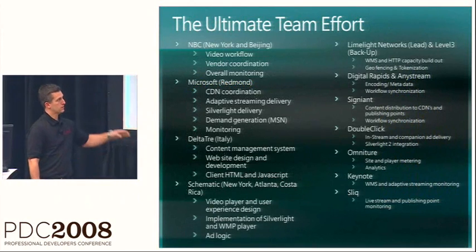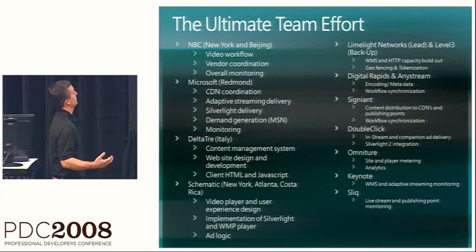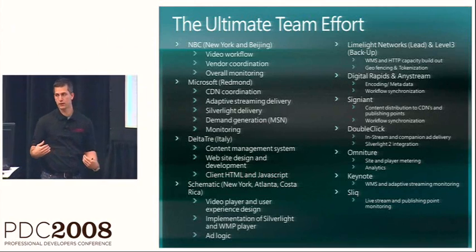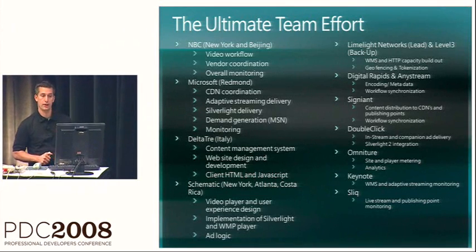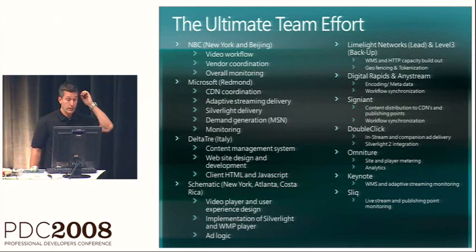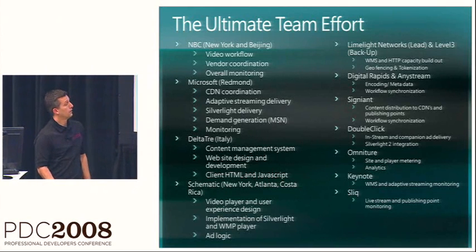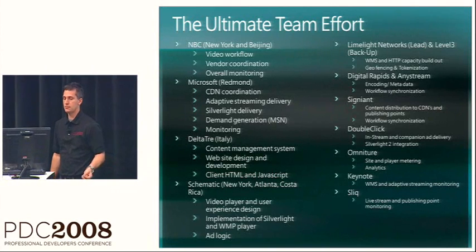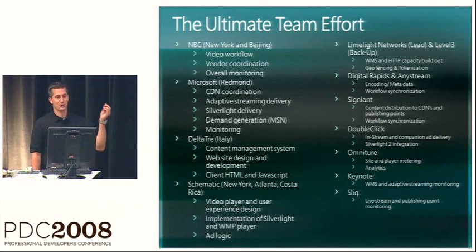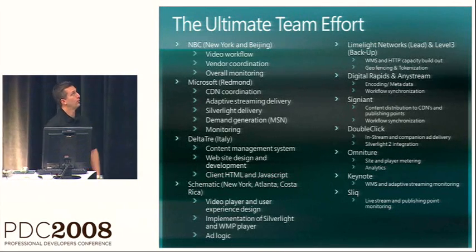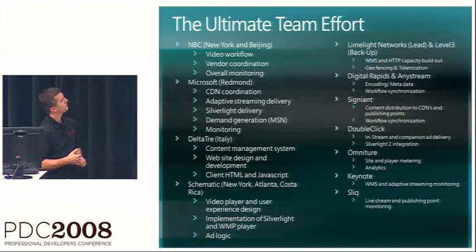Architecturally, and this is the short list, these are all the people that we had to work with. And I'm going to quickly walk through this. So at NBC side, I think you get the point. There was a lot of workflow and vendor coordination that happened there. At Microsoft, we had our team, our Edge Computing Network team, that was helping us on the CDN side. We worked on this new adaptive streaming piece. Oh yeah, we also had to deliver Silverlight 2 beta 2 to market. We had to work on demand generation through MSN. We built up a monitoring infrastructure that I'll talk about in the end.